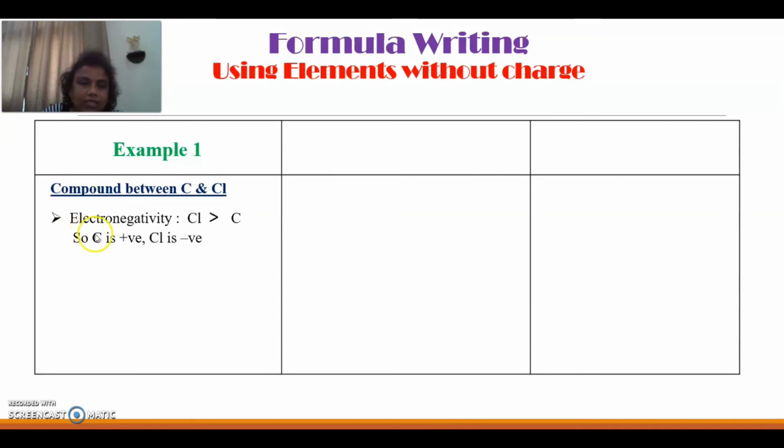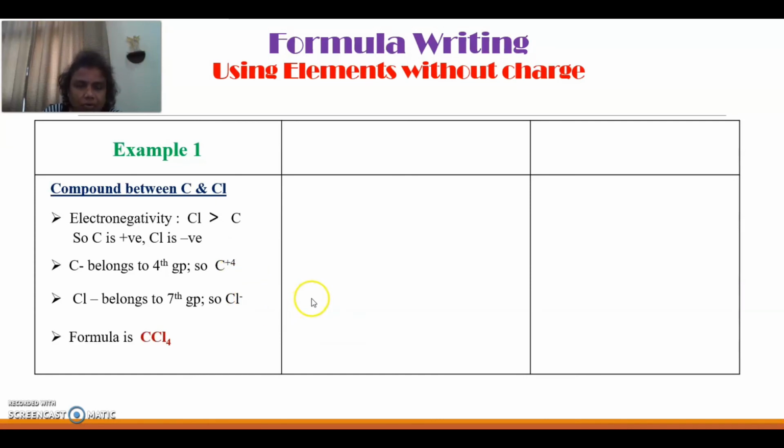Carbon, I said it is 4th group. That means carbon has plus 4. Chlorine belongs to the 7th group. That means Cl minus 1, chloride. Then you have numbers and charges. You have to crisscross. You can write the formula.